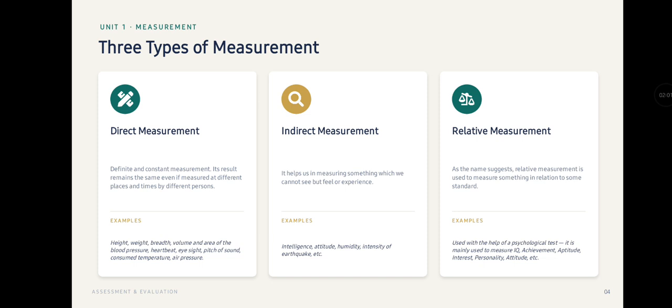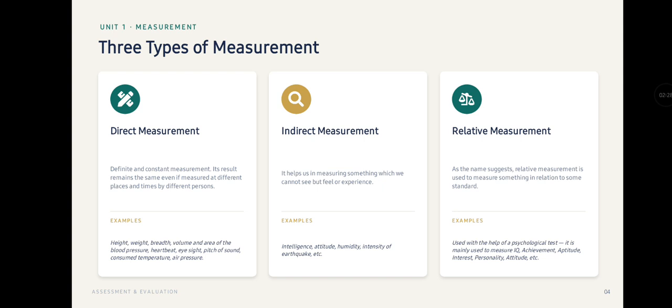First is direct measurement, that is definite and constant measurement. Its result remains the same even when measured at different places and times by different persons. For example, height, weight, breadth, volume, area, blood pressure, heartbeat, eyesight, pitch of sound, temperature, air pressure, etc.